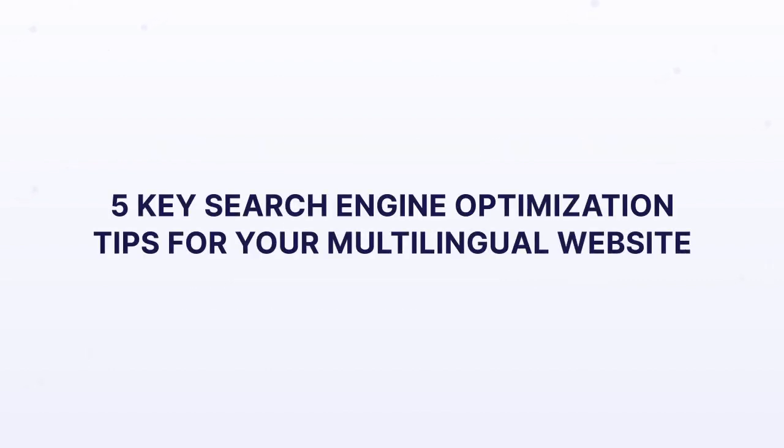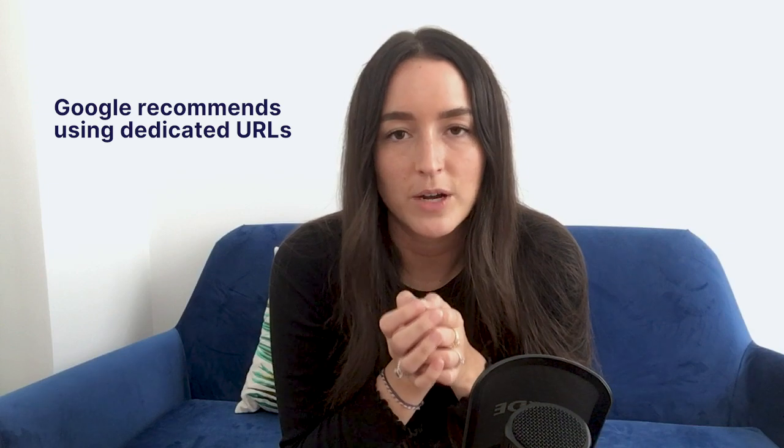So let's take a look at 5 key search engine optimization tips for your multilingual website. First up, dedicated URLs. One of the big fears with multilingual websites is duplicate content. While not all duplicate content is bad, content that appears under multiple URLs may lead to penalties and even the dreaded de-indexing. To avoid these penalties, Google recommends using dedicated URLs with the language indicator. The indicator enables search engines and people to identify what language is on the website from the URL alone.